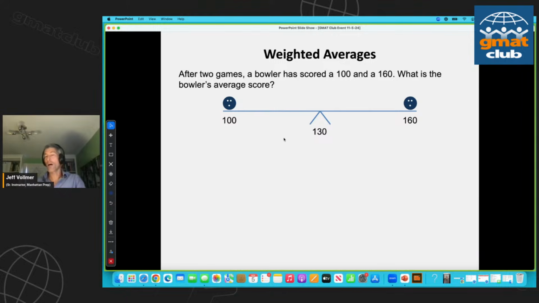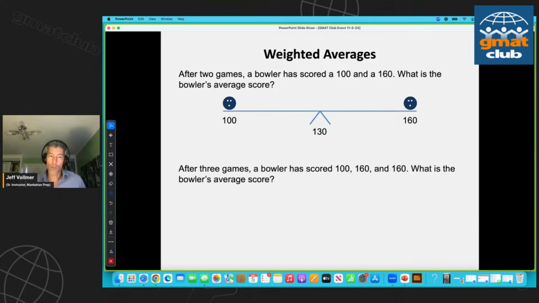We're going to start small, and I want to be able to visualize this with you, so that you can apply these concepts on tougher problems. And the last problem we do today, I think, is pretty tough. So you have that to look forward to. All right, so let's now have the bowler bowl 3 games, and they score 100, 160, and 160 again. What's the bowler's average score now?